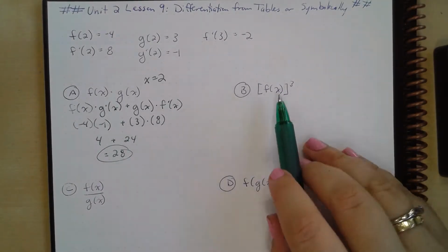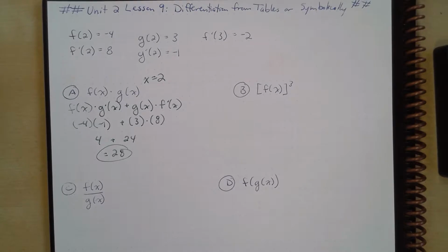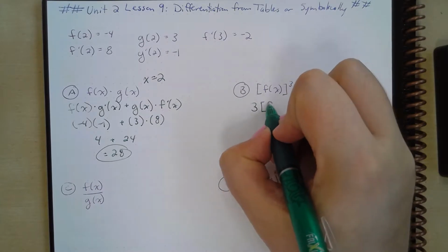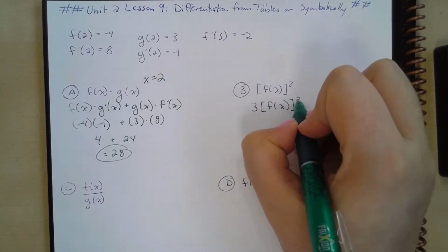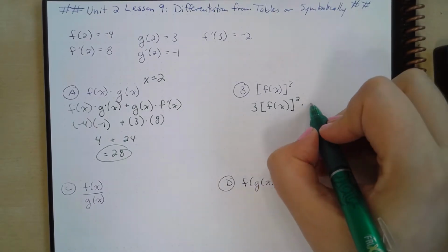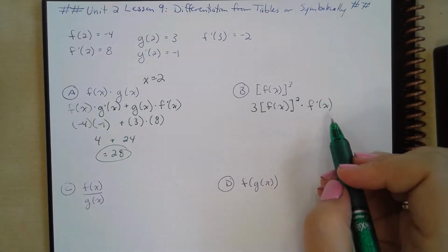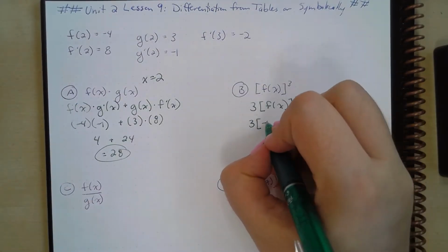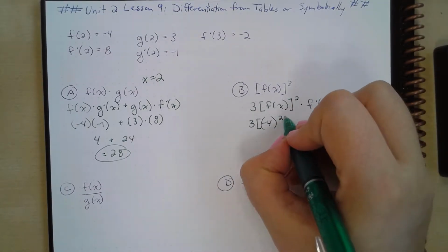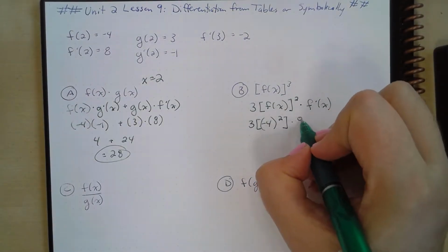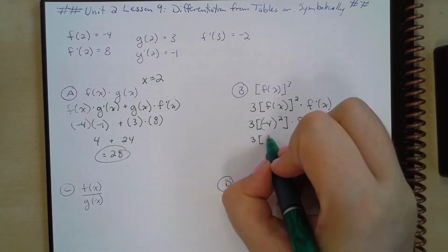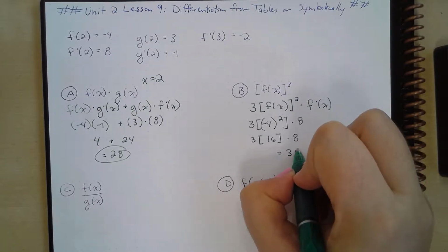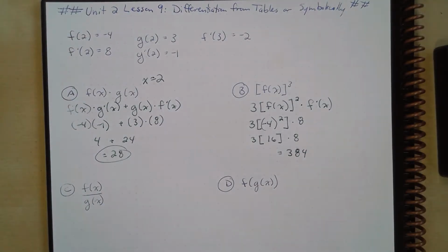All right, so here we've got f of x to the third power. And if we want to find the derivative of that, we're going to use our chain rule. So this is going to be equal to 3 times f of x squared times, remember we've got to take the derivative inside, f prime of x. And we're finding this again at x equals 2. So this is going to be 3 times, well, f of 2 is equal to -4. We've got -4 squared times f prime of 2 is 8. So now we have 3 times 16 times 8, which is going to equal 384. All right, hopefully that makes sense.